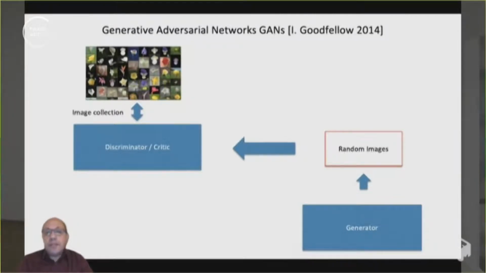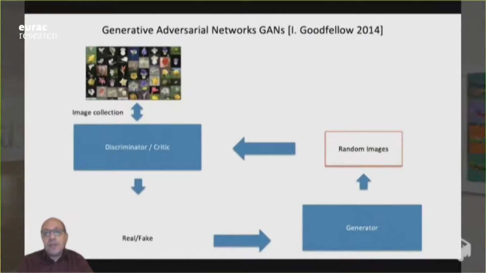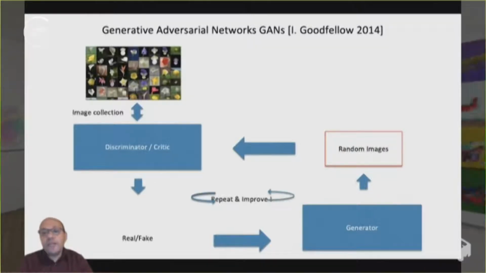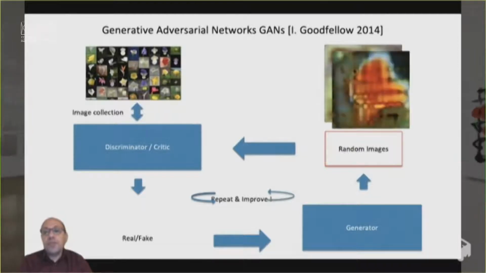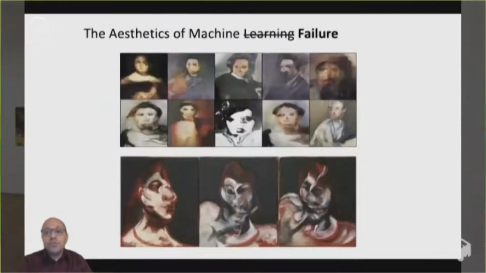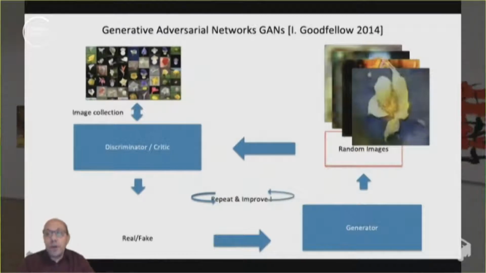And then that critic will tell that generator, "That's not a flower, what you give me is just random images," and then the generator will try to improve that. Going through many iterations, the generator will start to improve. So you can see here how the process actually evolved from random to generating something that looks like a flower.